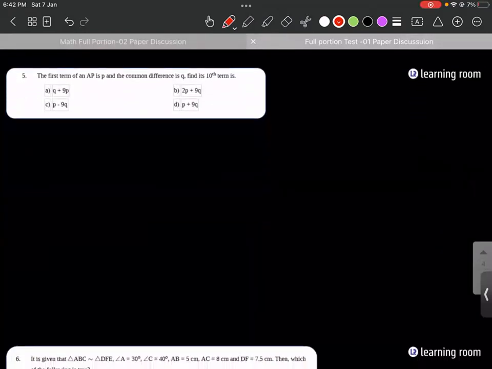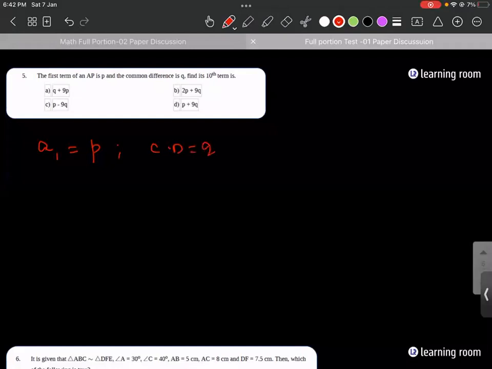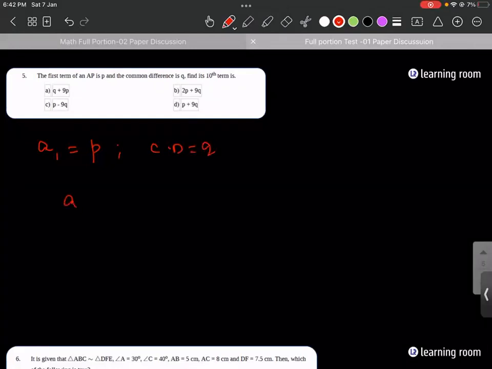So the first term of an AP is P. So A1 is P and common difference is Q. Find the 10th term. So A10 is equal to A plus 9Q. So P plus 9Q will be the answer. This is the answer.